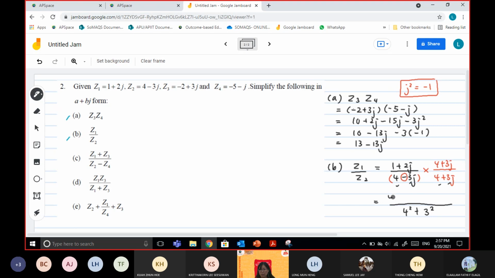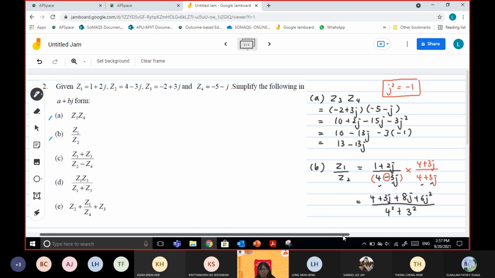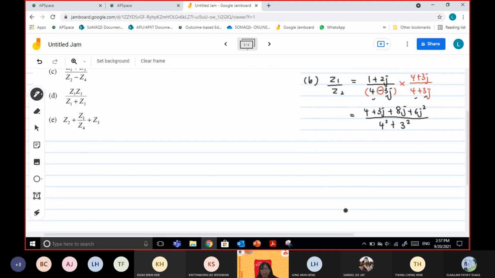So 1 times 4, 4, 1 times 3j, then 2j times 4, 8j. Then 2j times 3j, so it will be 6j squared. Okay? Then for the bottom, 4 square plus 3 square, 25. For the top, can you see the 6j square? I can substitute it as minus 1, right?